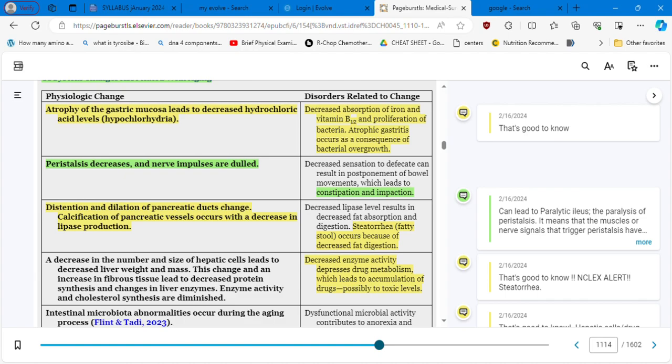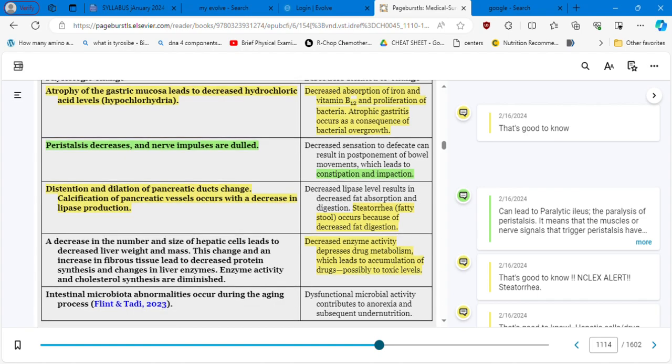Atrophic gastritis occurs as a consequence of bacterial overgrowth. As I told you, the microbiota is going to be in balance, the good and the bad. Next, peristalsis decreases and nerve impulses are dull, right? So we have a decreased sensation to defecate and resulting postponement of bowel movement, which leads to constipation and impaction.